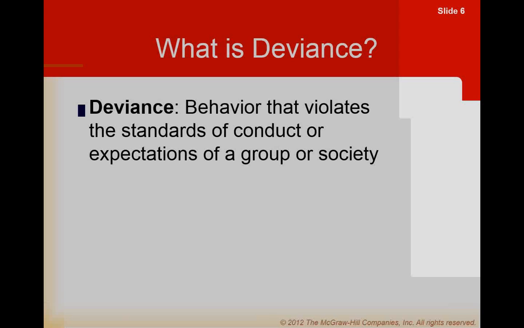So, what is deviance? Behavior that violates the standards of conduct or expectations of a group or society. And essentially anything outside what would be called our social norms. If you remember, norms guide behavior and determine what is acceptable behavior. Deviance is any behavior outside the social norms. It involves violation of group norms, which may or may not be formalized into law.